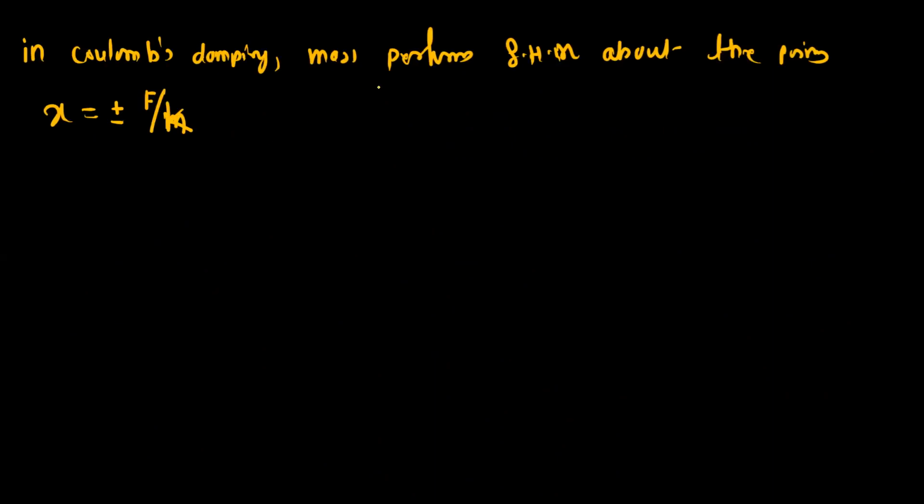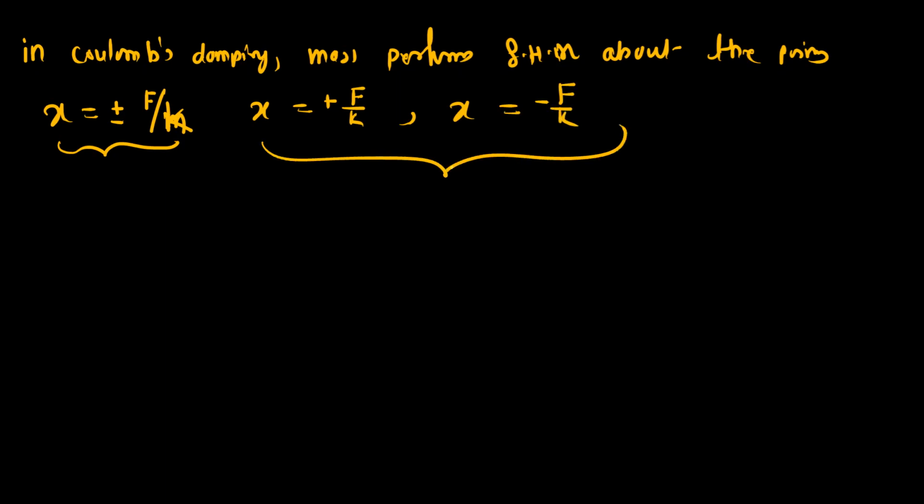So the mass will perform the simple harmonic motion in Coulomb's damping about the point x is equal to plus or minus F upon k. That is, for half cycle it is x is equal to plus F upon k, and for the remaining half cycle it is x is equal to minus F upon k. Okay, and as this is simple harmonic motion, its frequency, that is the damped frequency omega, is equal to omega n only, and that is equal to square root of k upon m.